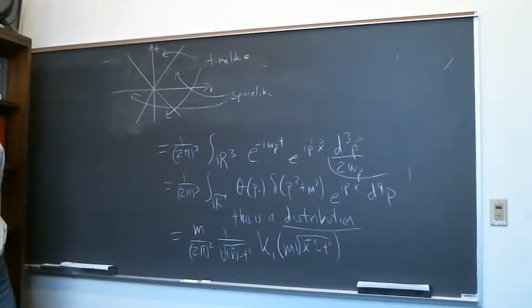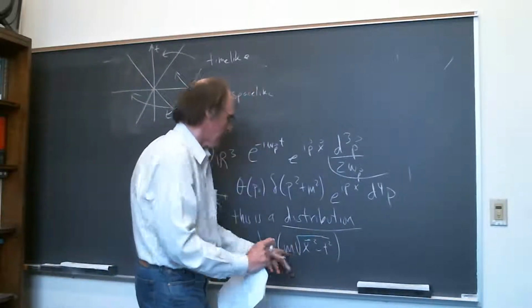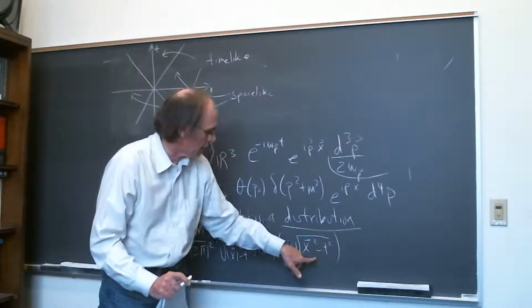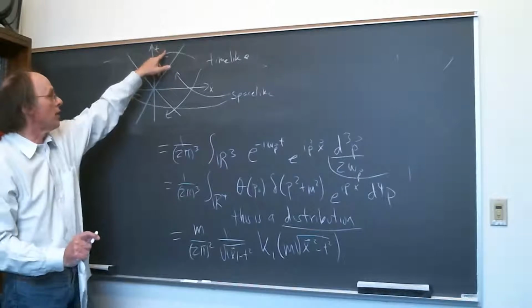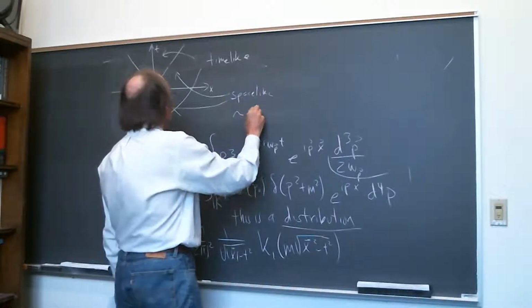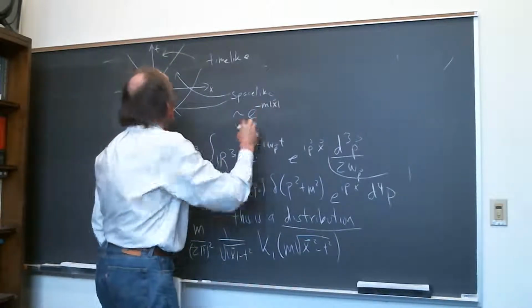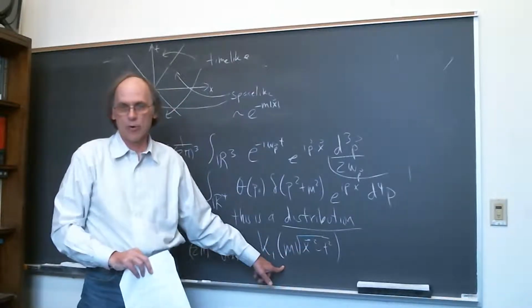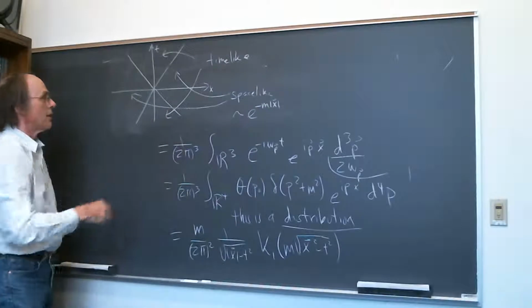What happens with this guy depends a lot on the sign of this, whether you're zero, on the null cone, or time-like, or space-like. In the space-like region, it goes as e to the minus mx. If you look more closely at its definition and asymptotic properties, you could show that it falls off exponentially in the space-like direction.